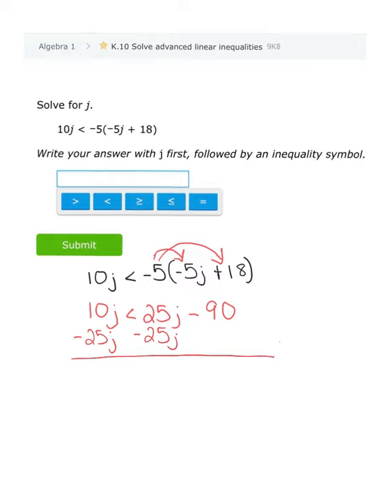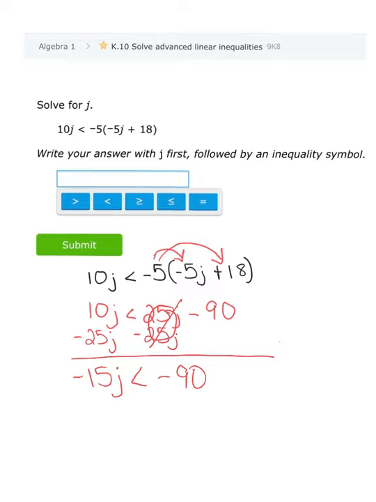And that's going to leave me 10 minus 25 is a -15. So -15J. I'm going to go ahead and bring down my less than sign. 25 minus 25 is 0, so I don't have to bring anything down. -90. All right. Now, number 4 says add or subtract to get all the constants on the same side. Well, we don't have any constants. We only have the -90. There's not on both sides. Number 5, multiply or divide to isolate the variable.